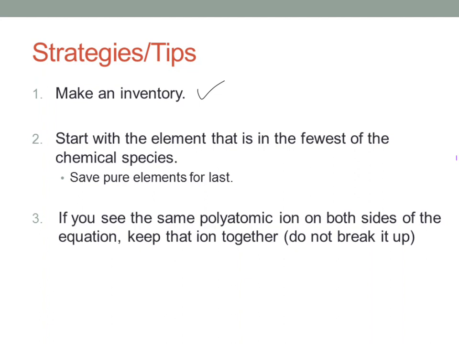Also, I find that it's really useful to start with whatever element, whether it's sodium or oxygen or whatever, start with the element that's in the fewest of the chemical species. And again, I'll show you what that means in another slide. Oftentimes, this means you'll save the pure elements for last, just because they're easy to fix. Because when you change the amount of a pure element, you don't change any other element, so you don't have to go in circles, right? And as soon as you start doing these, you'll probably feel yourself going in circles. But we're trying to avoid that and solve these as quick as possible.